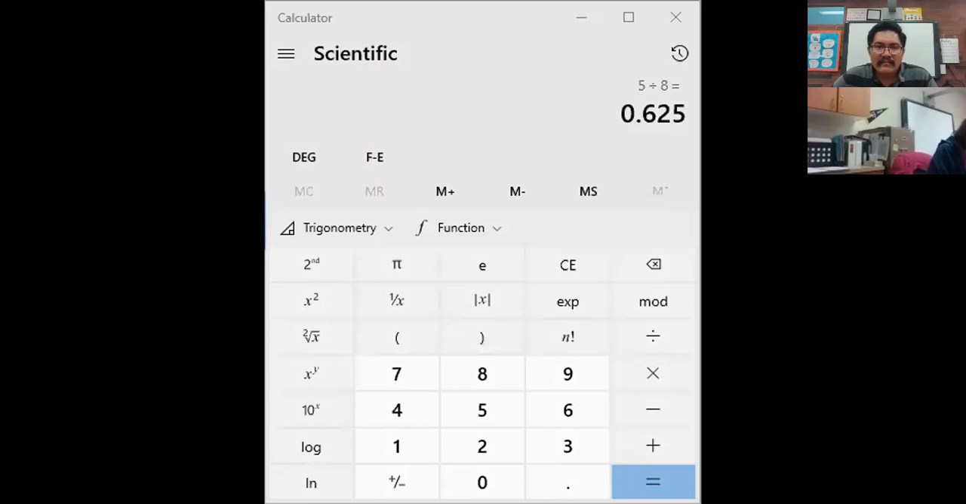0.625. Now this number stops. It only has 3 numbers after the decimal point. So by having 3 numbers past the decimal point, it's what we call a terminating number. Terminating, okay, I know sometimes you might be thinking of futuristic robots, but really terminating just means to end. So this number ends.